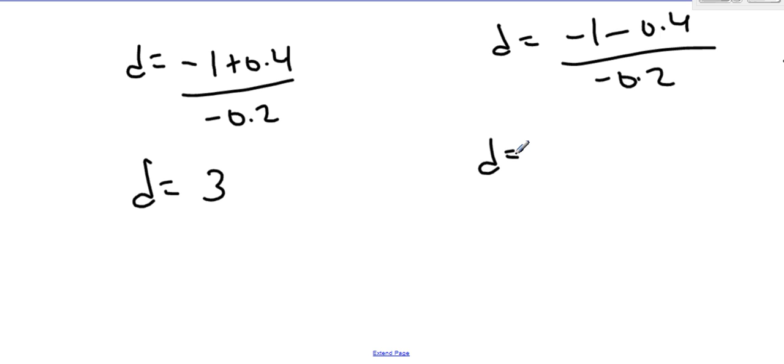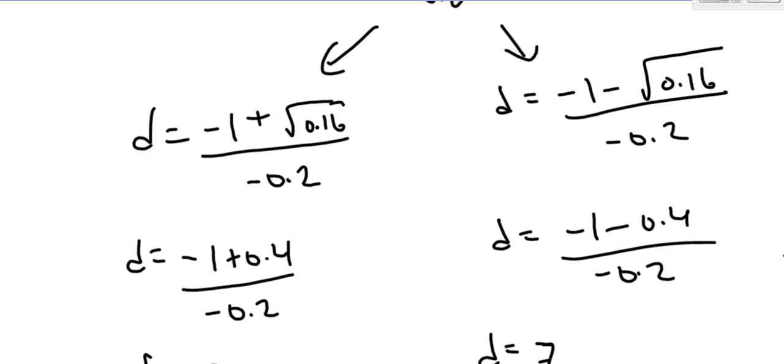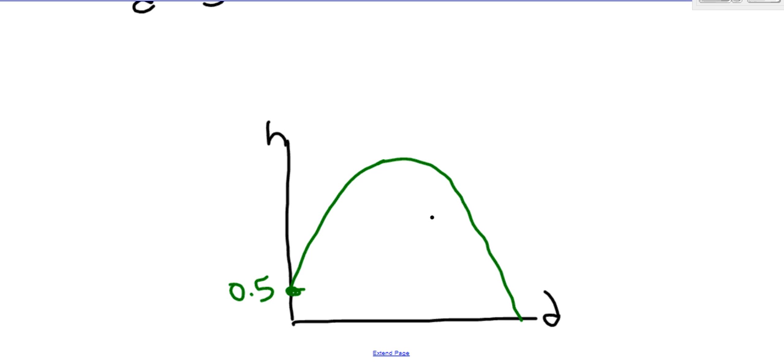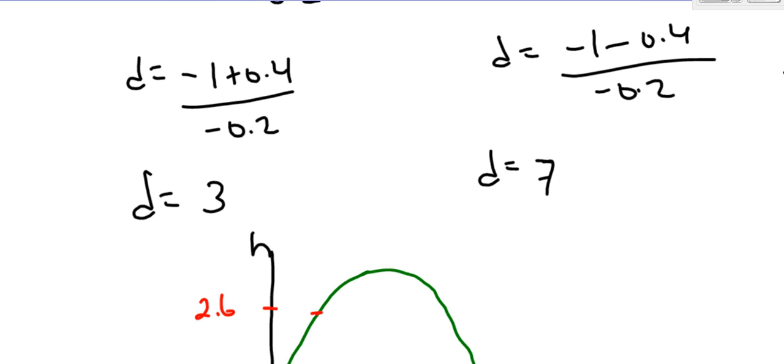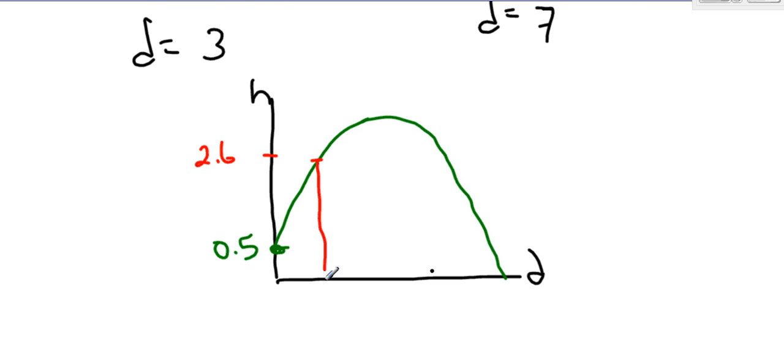I get 7. So again, what do our answers mean? 3 and 7. So again, the horizontal distance is 3 and 7. So let's get that diagram back. I'm really big on diagrams. You guys know that. So what my math suggests to me is that the soccer ball reaches a height of 2.6 meters twice. Once when it has traveled 3 meters from its starting point, and again when it has traveled 7 meters from its starting point.